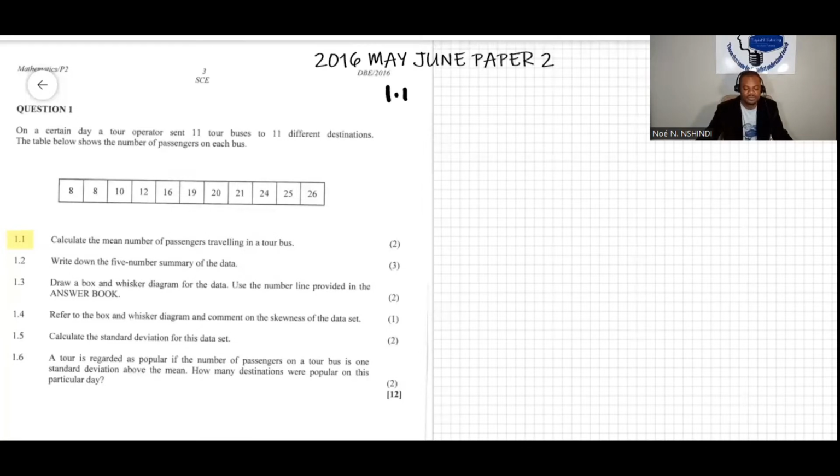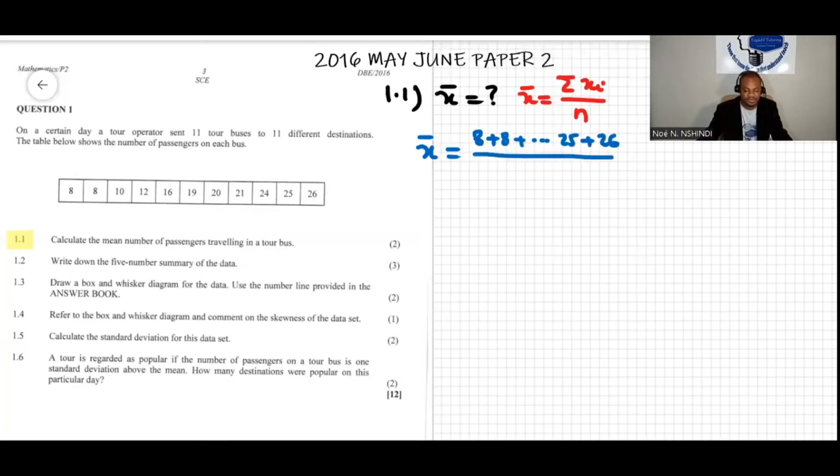So we're looking for the mean, meaning X bar, okay? That's what we're looking for. We know that the mean X bar is given by the sum of all the X's, meaning all the data, divided by the number of data. And so X bar will be equal to the sum of all of these, like 8 plus 8 plus dot dot dot plus 25 plus 26, divided by 11, because there are 11 of them.